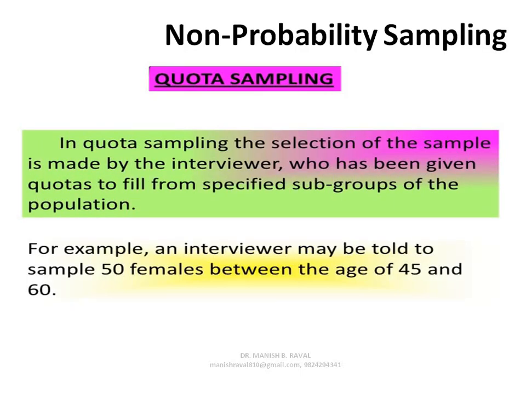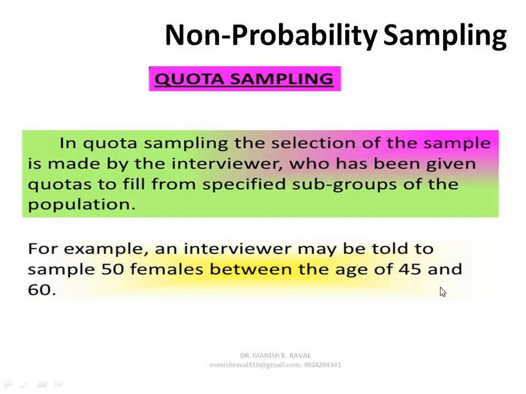Next one is quota sampling. Let us understand what we mean by quota sampling. In quota sampling, the selection of the sample is made by the interviewer who has been given a quota to fill from specified subgroups of the population. For example, an interviewer may be told to sample 50 females between the ages of 45 and 60.